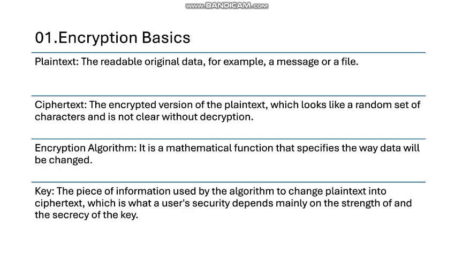It is a mathematical function that specifies the way data will be changed. Key: the piece of information used by the algorithm to change plain text into ciphertext, on which the user's security depends mainly on the strength and the security of that key.